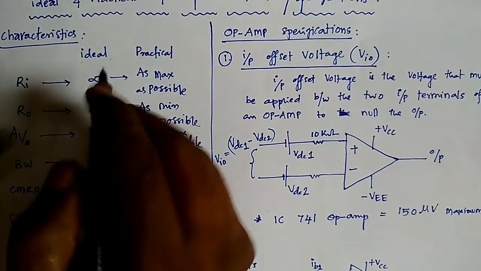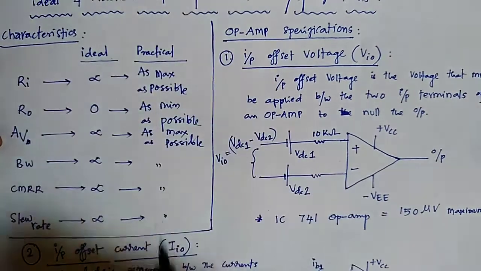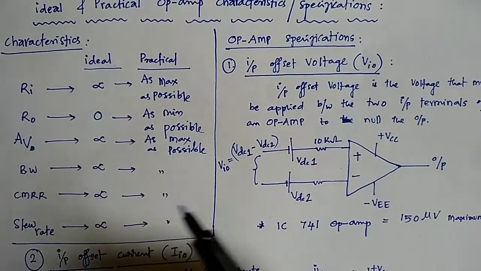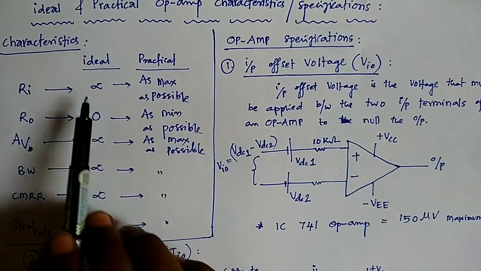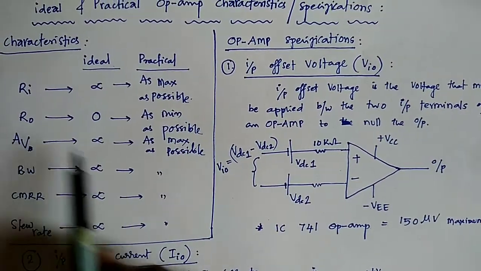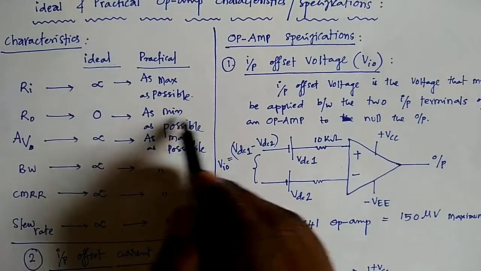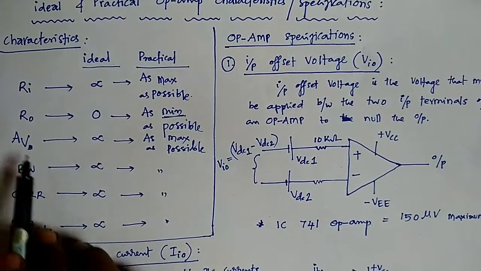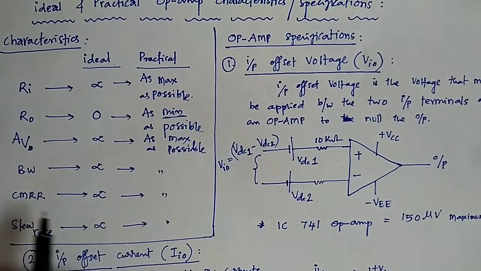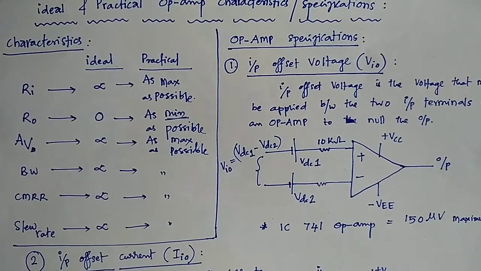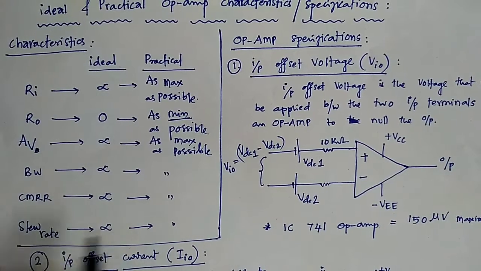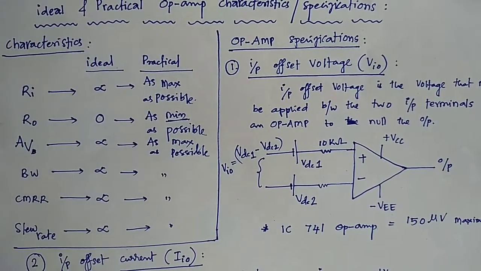What is the difference between ideal and practical? Based on the theoretical representation you can say ideal, based on the values you can say practical. So input impedance is infinity in the ideal case, in practice as maximum as possible is preferable. Output impedance is 0 ideally, in practice as minimum as possible is preferable. Voltage gain, bandwidth, common mode rejection ratio, and slew rate should also be as maximum as possible. So these are the ideal characteristics of an operational amplifier.